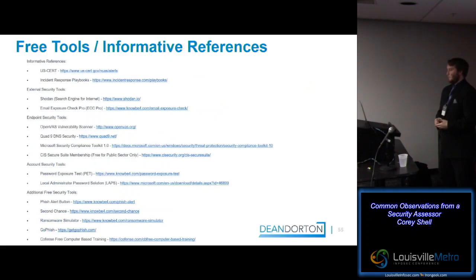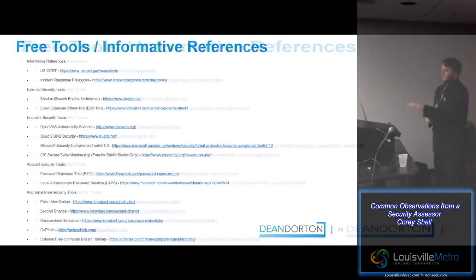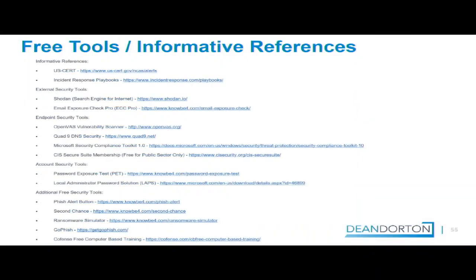And now the moment you've all been waiting for, the free tools and informative resources. So the informative resources will start at the very top there. US CERT, that's the United States Computer Emergency Readiness Team. They've got a lot of good alerts and advisories on ongoing incidents and malware campaigns. Incident response playbooks. If you go to incidentresponse.com, there are some free playbooks for different types of incident response scenarios, including malware, denial of service, mailbox compromise. Highly recommend you check that out.